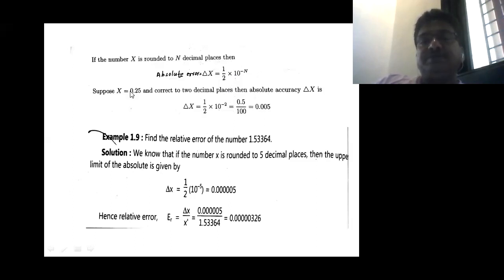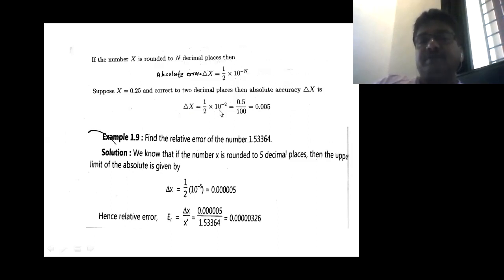So question is what? This is the number 0.25 and is correct to 2 decimal places. Then what is the absolute accuracy or absolute error? Is 1/2 into 10 raised to minus 2. Why is this 2? Because this number is rounded to 2 decimal places. After point there are 2 digits. That means this number is rounded to 2 decimal places, and therefore absolute error or absolute accuracy delta x is what?